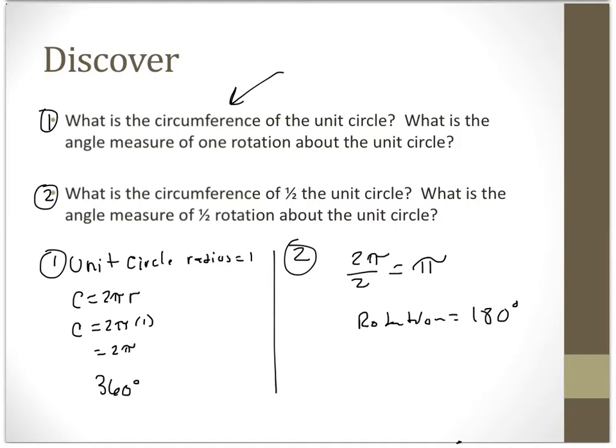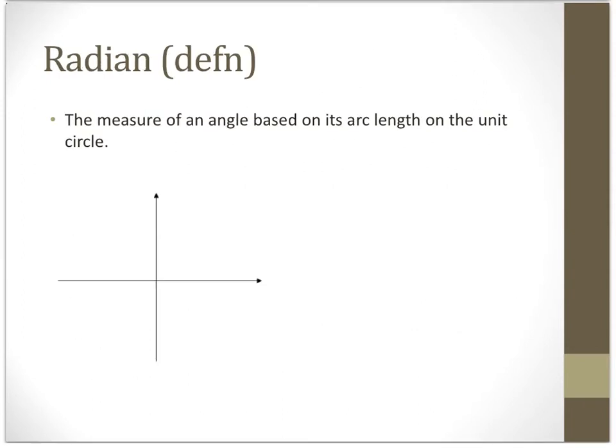Okay? So circumference is arc length. It's like perimeter for a circle, right? So it's the distance along the arc from one starting point to one ending point. We use angles to talk about how it curves. So we're going to see the definition of a radian. The definition of a radian is the measure of an angle based on its arc length on the unit circle.